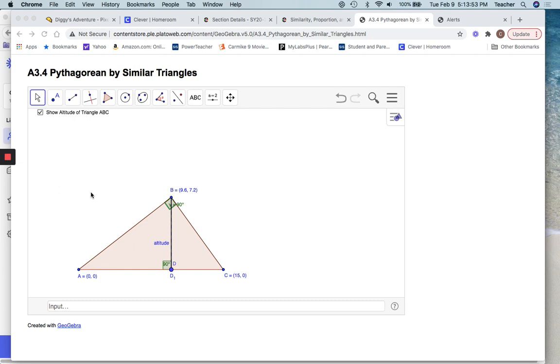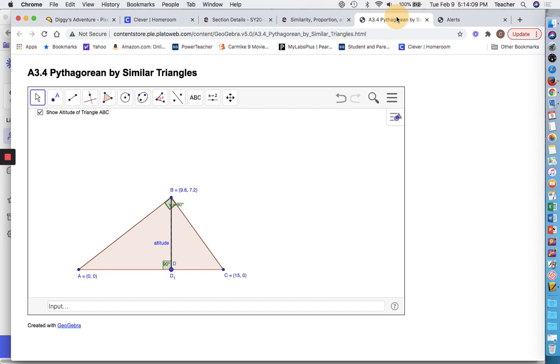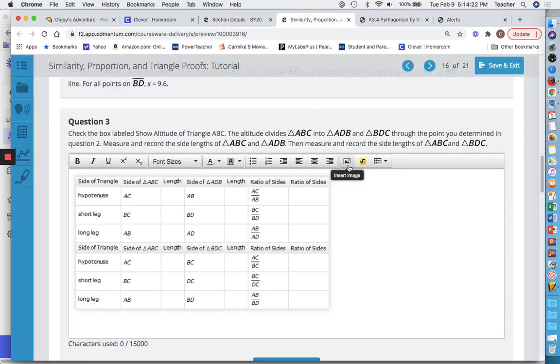So let's see. I've got my altitude here, which lays right on top of the one that I drew. I think I did mine better. All right, so let's see. What we got to do here? Divides triangle ABC into 2 different triangles, ADB and DBC. These are my 2 triangles we're talking about. ADB is the one on the left, and CDB is the triangle on the right. All right, so determine question 2.